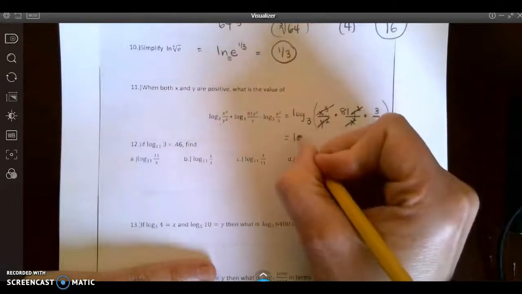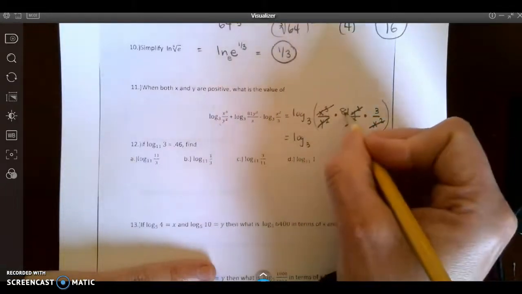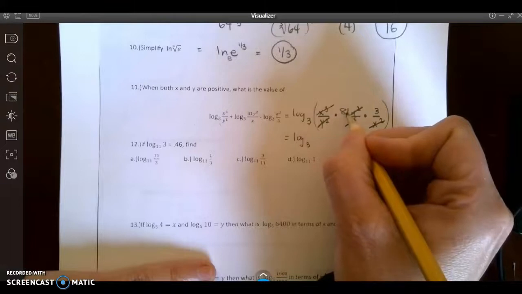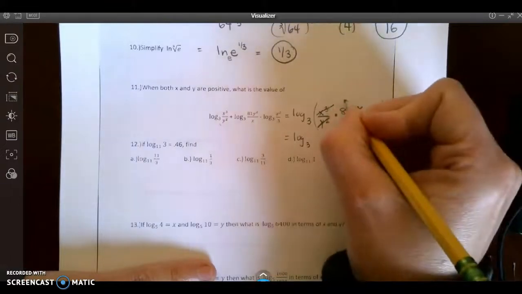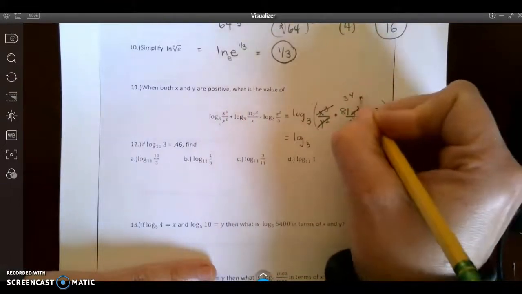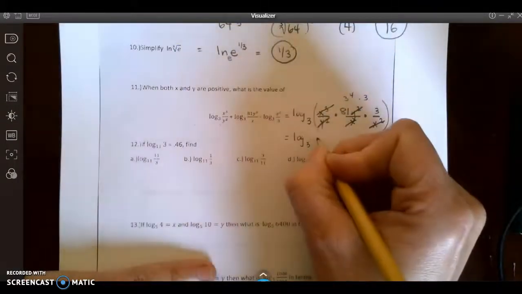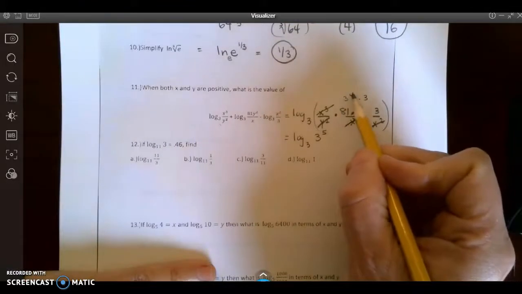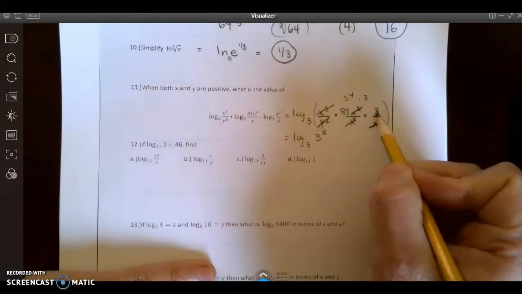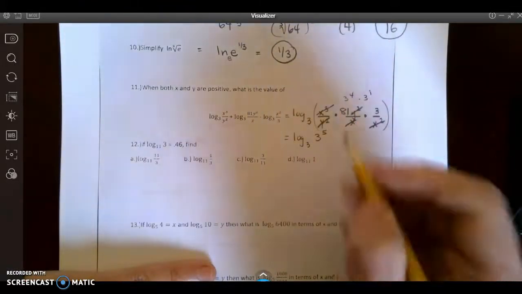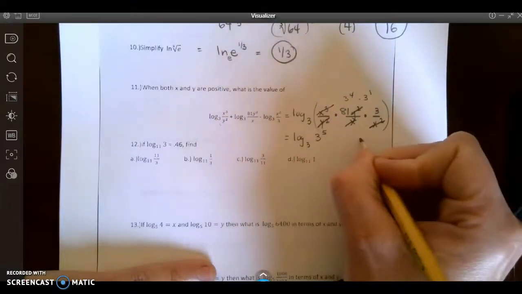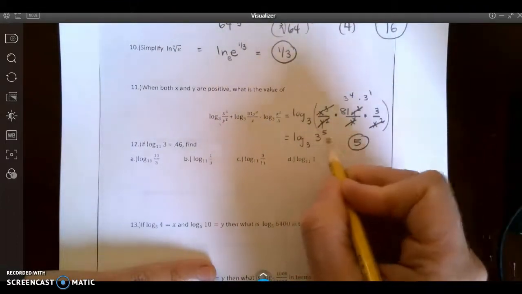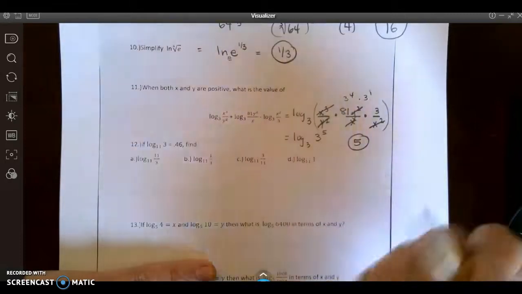And I've got a base of 3, so 81 I know is 3 to the 4th. So this is 3 to the 4th, and I have another 3, so that's 3 to the 5th. 81 is 3 to the 4th, and then I have times 3, which is where I got my 3 to the 5th. Well, that's simply 5. 3 to what power is 3 to the 5th? 5.